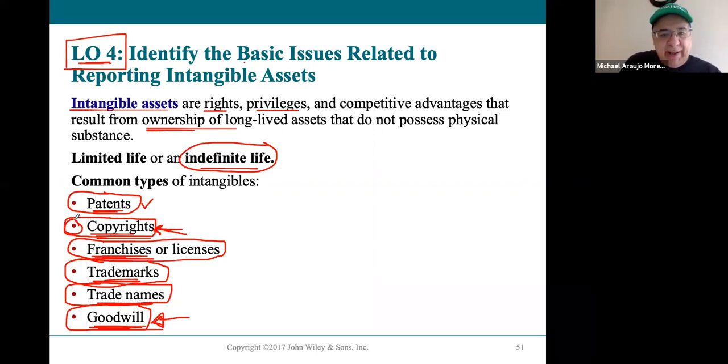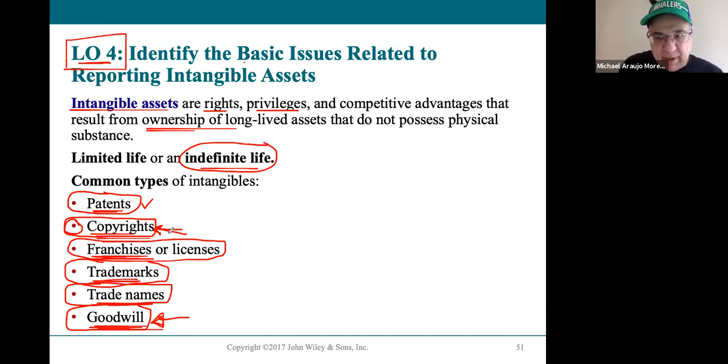For a copyright, that right extends through the entire lifetime of the owner. So, for example, if you were Lady Gaga, you have all these songs that are copyrighted. The copyright is good throughout her entire life, plus 70 years after she's dead. That's an indefinite life. That music can be sold even after they're dead.